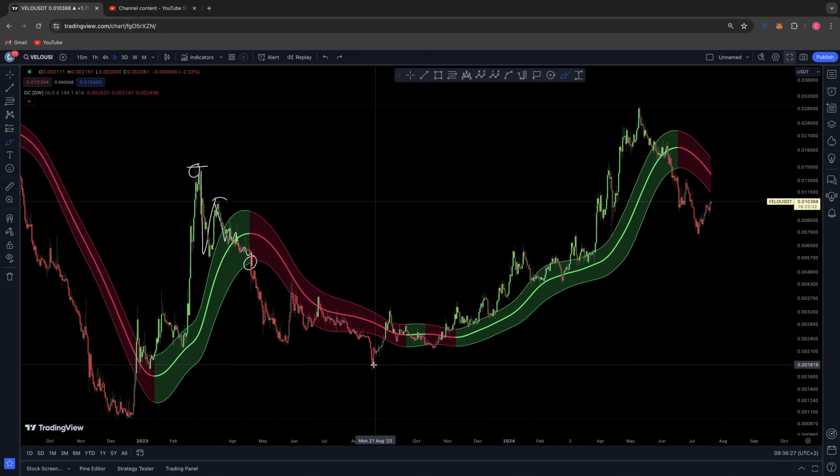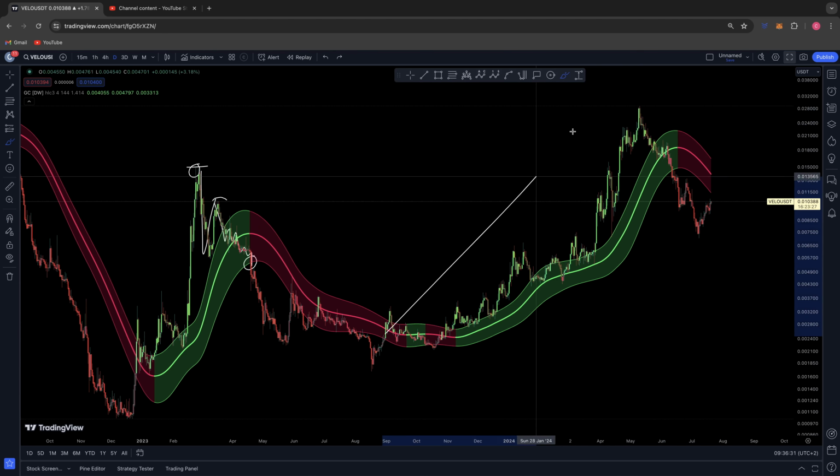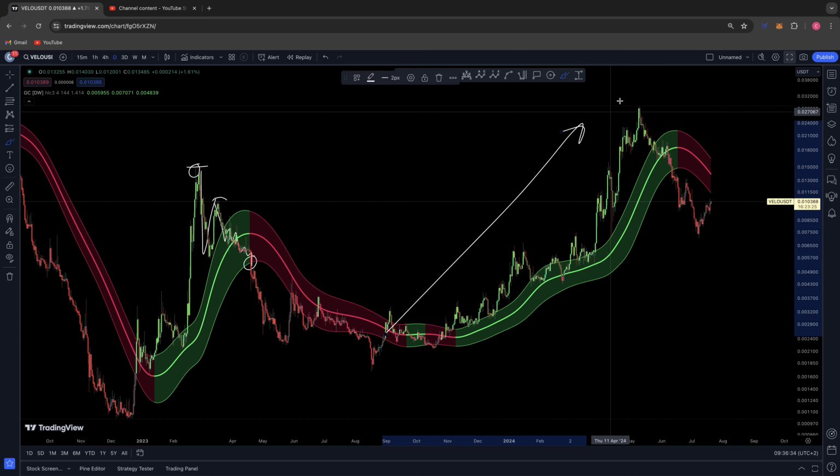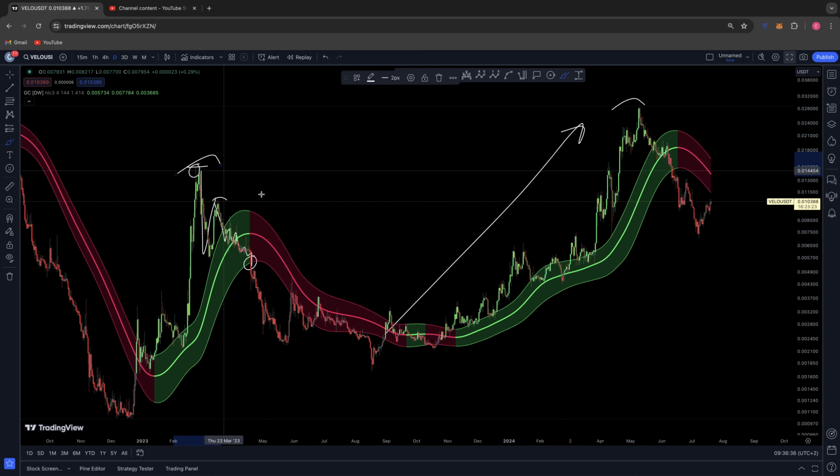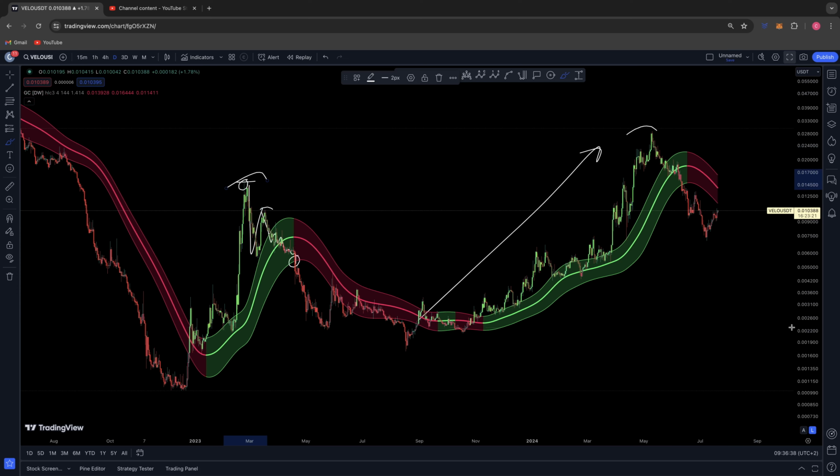Now fast forward to over here where we've had this really large pump for VELO over the last, when did we start bottoming out? Back here in August 23 all the way up until May 24, we had this really nice run and impulsive move, and we did put in this higher high compared to this high. I've been saying over time in these videos for VELO that having a low, a high, a higher low and a higher high is great structure.